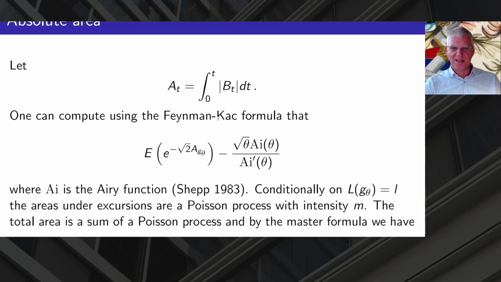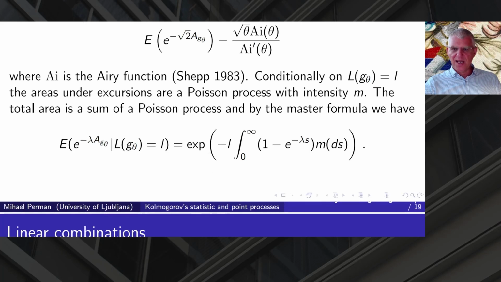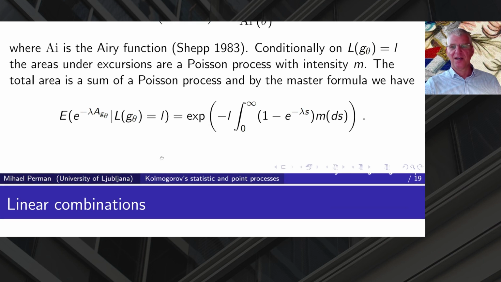I'm close to the end. So Feynman-Kac gives you this, and then you can use this known result that's been around for many years. This is the Airy function. It's one of the special functions. You can recycle this result for the absolute value of Brownian motion or Brownian bridge, and get nice expressions for Laplace transforms. In this case, they cannot be easily inverted, but at least you have done some work.